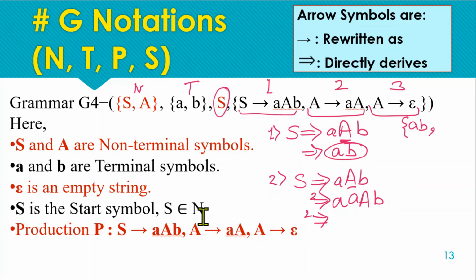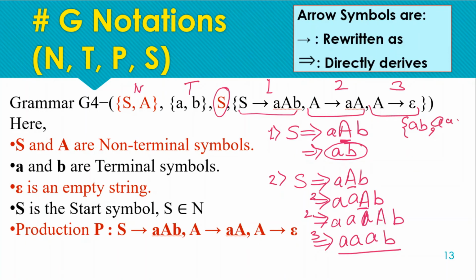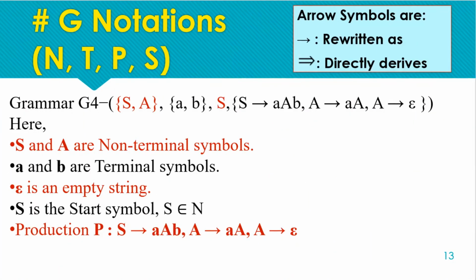So here we can repeat rule number 2 any number of times, and ultimately we have to terminate the string with a null by the application of rule number 3. So here this is the string AAB, right?